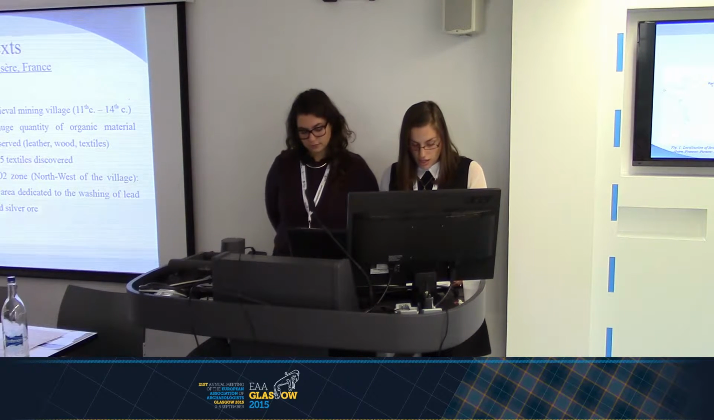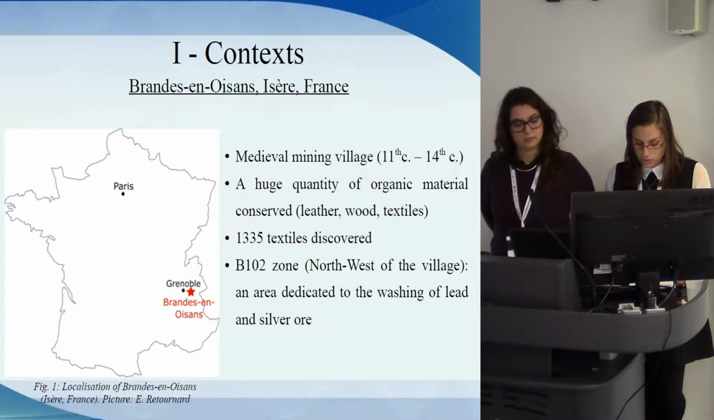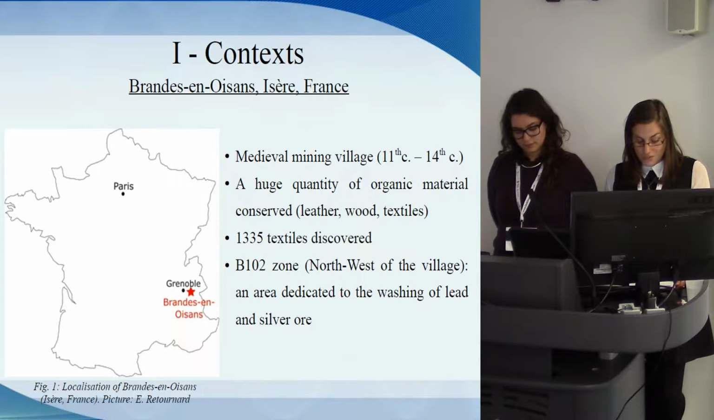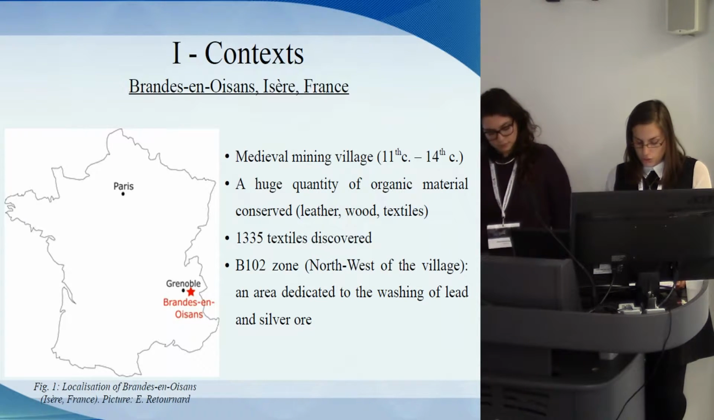Textiles studied here come from the B102 zone located at the northwest of the village. This area has revealed buildings with washing basins outside and inside of the constructions and pipes. 445 fragments, fabrics, and threads from this zone were analyzed.